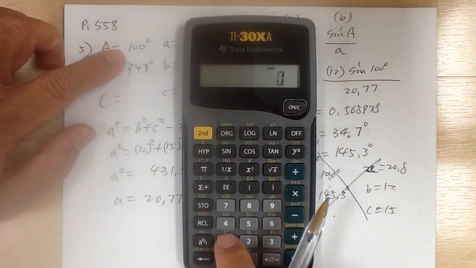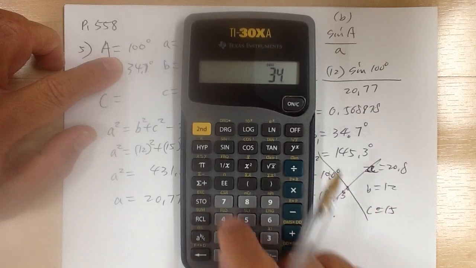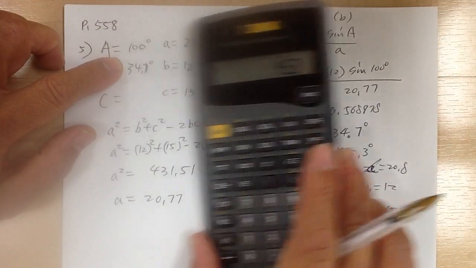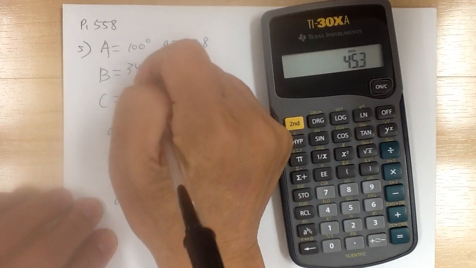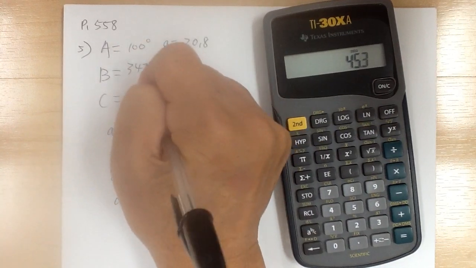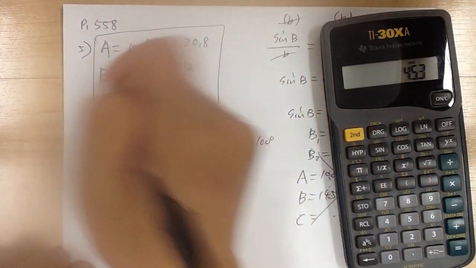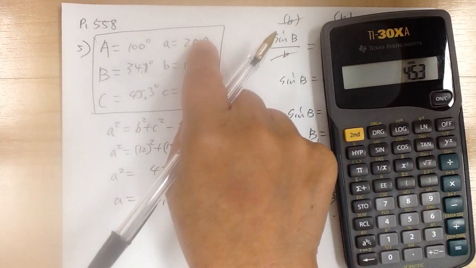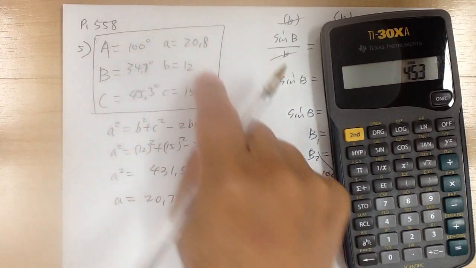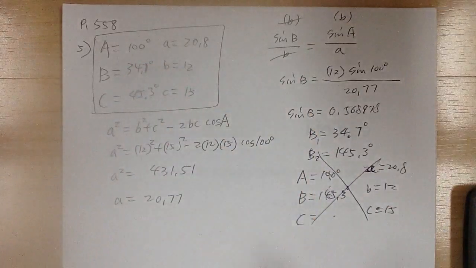Okay. So let's go ahead and use 180 minus 100 minus 34.7. This will give me 45.3. Okay, and that's it. You can double check. Three angles equal 180, and the longer side matches the biggest angle, the shorter side matches the smallest angle, and the middle one matches the middle. Okay.